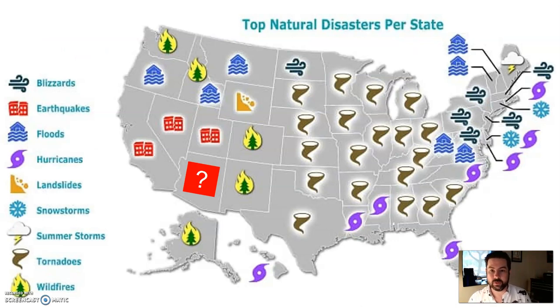Looking around the U.S. at some of the top natural disasters per state, you can see that tornadoes make up a big chunk of the central U.S. Wildfires, earthquakes, flooding, hurricanes along the coast, snowstorms and blizzards along the northeast coast. So these are what cause the biggest disasters, which I'll define in just a second. What do you think about Arizona? Which on this list do you think is Arizona's top natural disaster? Park that in the back of your brain. We'll come back to it.